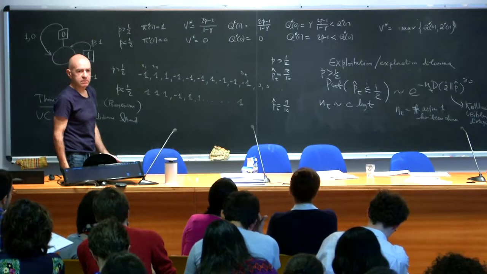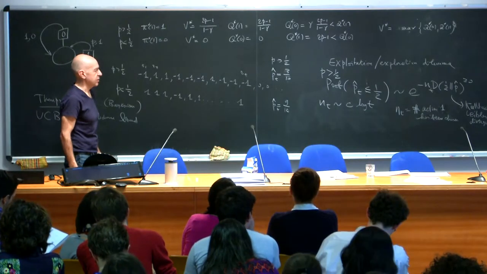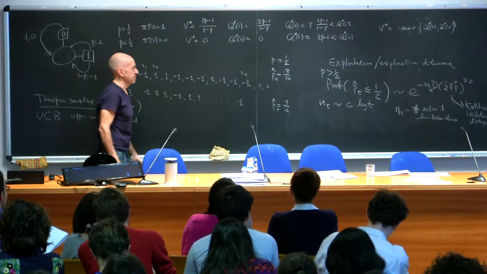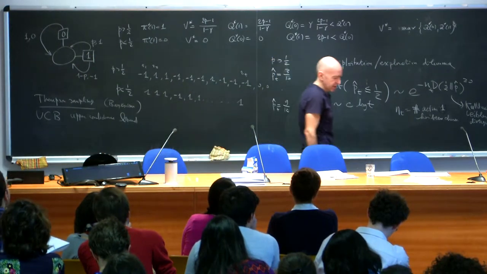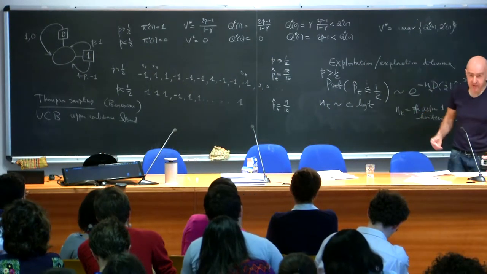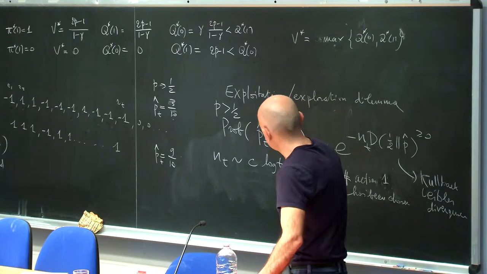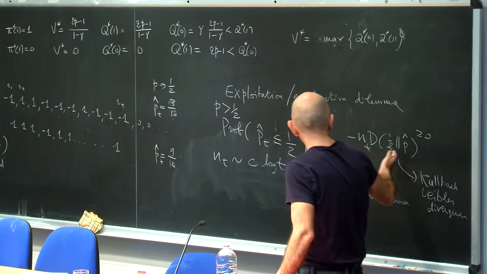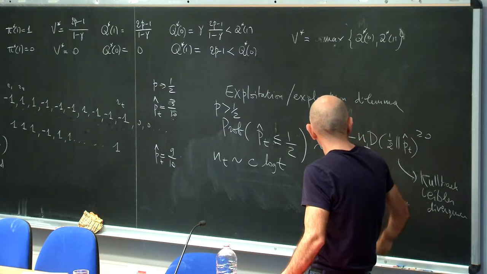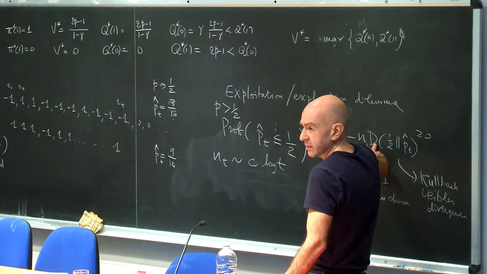B is a number which depends on hat p, of course. It's a function of hat p, if you wish. This is a function of hat p, and this is a function of hat p. D is a function of p.